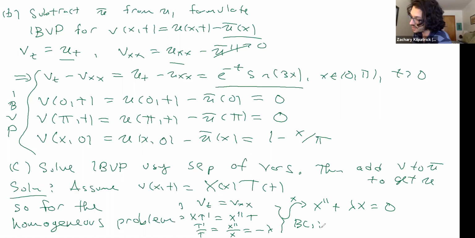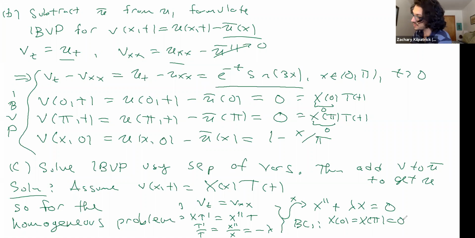I just look up here. Well, this is equal to X of 0 times T of t. This is equal to X of pi times T of t. So this thing must be 0, and this thing must be 0 in order for that part to not be trivial. So I get X of 0 equals X of pi equals 0. So this is my good old Sturm-Liouville problem, or my boundary value problem, or my eigenvalue problem, whatever you want to call it.